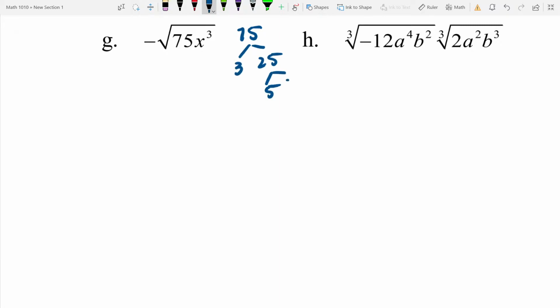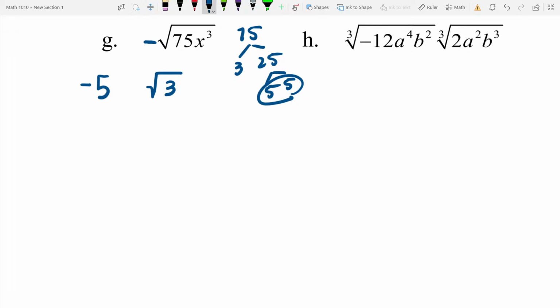25 is 5 times 5. These two 5s come out as a single 5. So I have a minus 5 on the outside. It's a minus because it was a minus to begin with, right? And I'm going to leave some room, and then inside I still have a 3. Do you see how I deal with the numbers and then I move on to the variables, right?